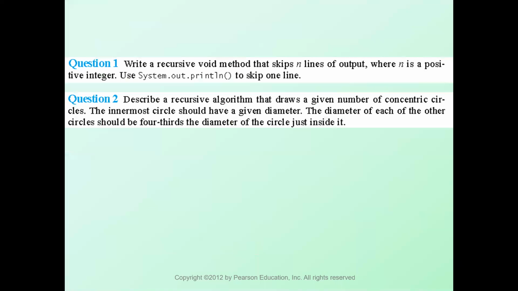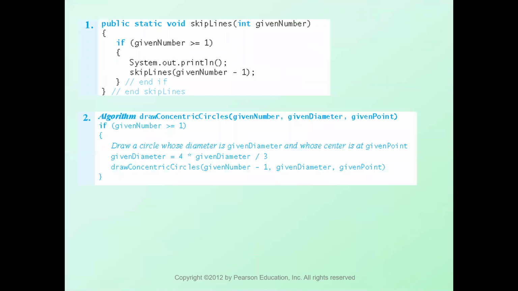A recursive method that skips n lines of output where n is a positive integer. That will be pretty easy. A recursive algorithm that draws a given number of concentric circles. Here's some examples of that. Skip lines, taking a given number, would, if it's greater than 1, print a line and then call itself again with a smaller value, right? That'll skip so many lines. No loops, just using recursion.